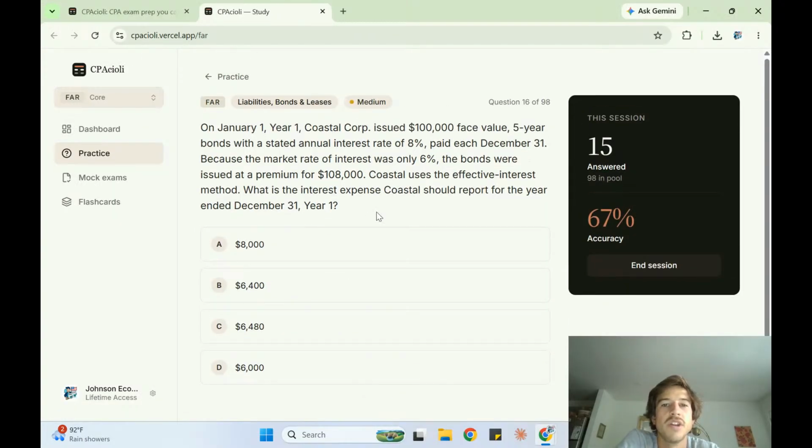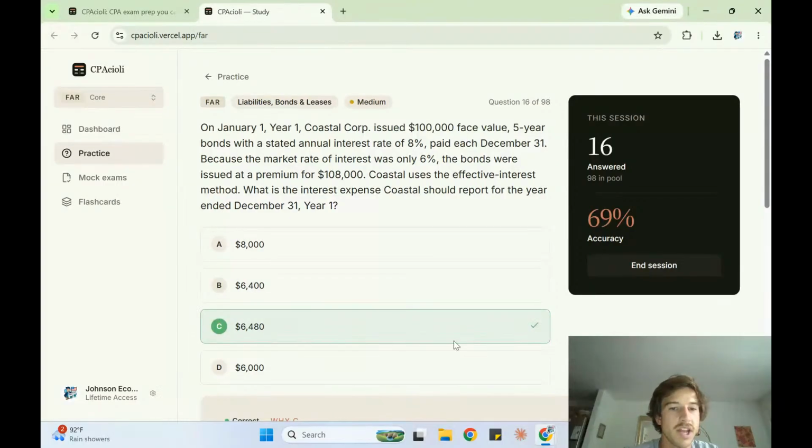Face value, 5-year bonds, annual rate, market rate, premium for that. Effective interest method. I should know this, but it's a lot. Okay, interest expense. I believe the interest expense portion has to do with the market rate. I did 108,000 times 6%, which is the market rate. So I believe that's the interest expense portion. So 6,480. Nice. Let's go.